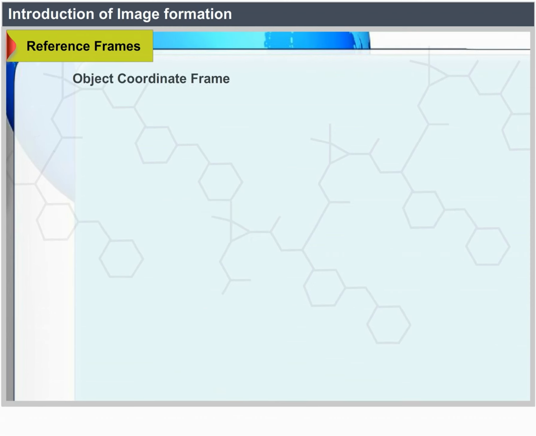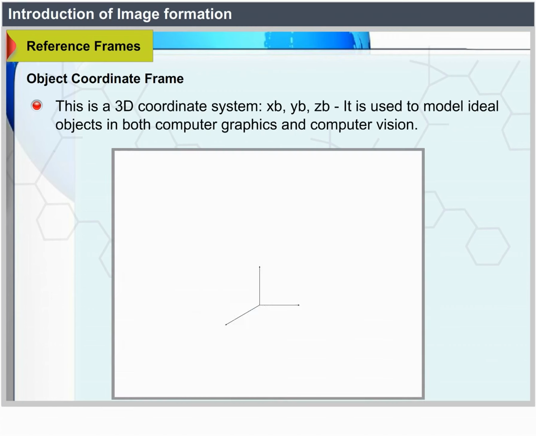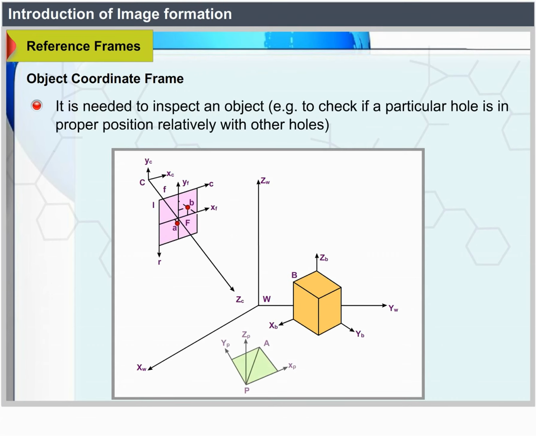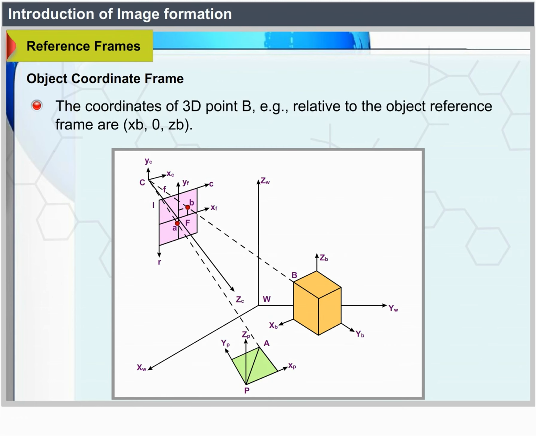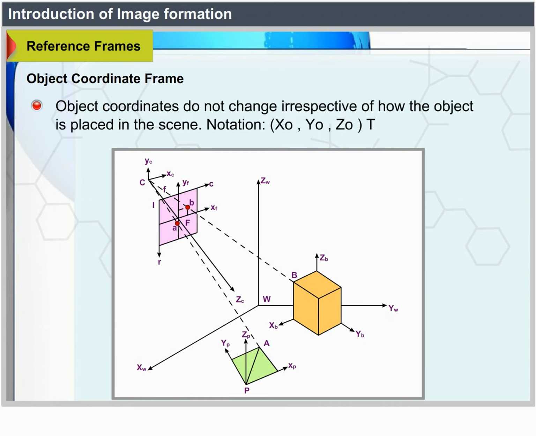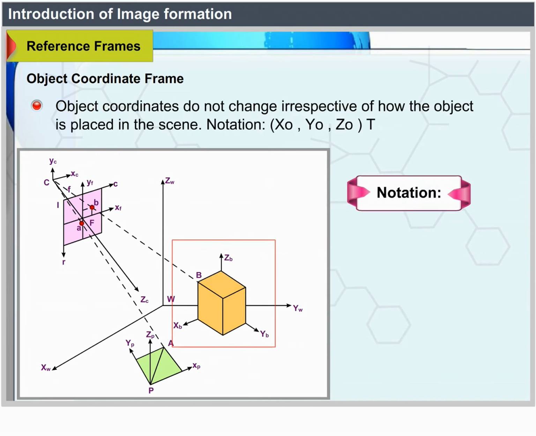Object coordinate frame. This is a 3D coordinate system (xb, yb, zb). It is used to model ideal objects in both computer graphics and computer vision. It is needed to inspect an object, that is, to check if a particular hole is in proper position relative to the other holes. The coordinates of 3D point B, relative to the object reference frame, are (xb, 0, zb). Object coordinates do not change regardless of how the object is placed in the scene. Notation: (x0, y0, z0)^T.